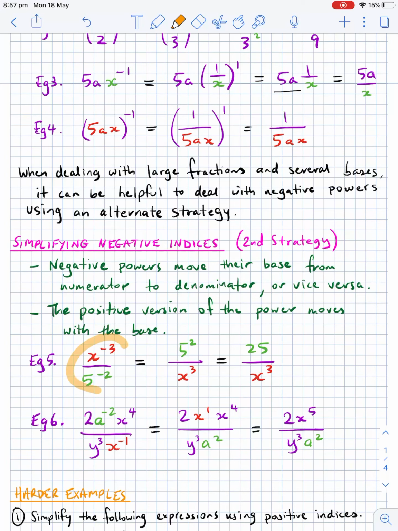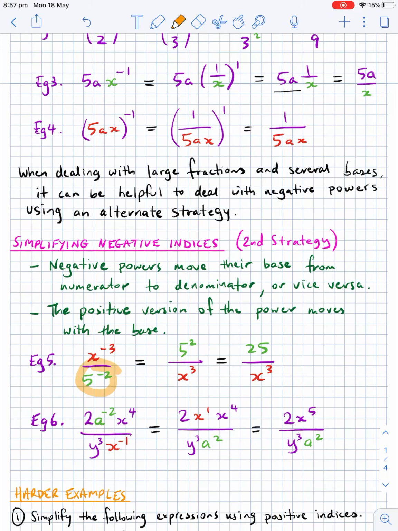So example 5, have a look at this one. You've got a couple of negative powers here. How do we make these powers move into their positive version? So the idea is that this negative power of x, because that's on top, is going to move it to the bottom. So the x to the power of minus 3 changes to its positive version down the bottom. It went from top to bottom.